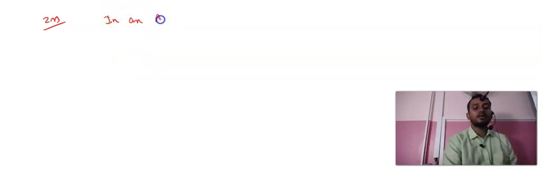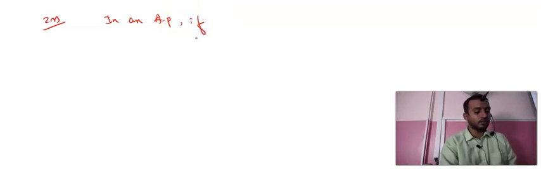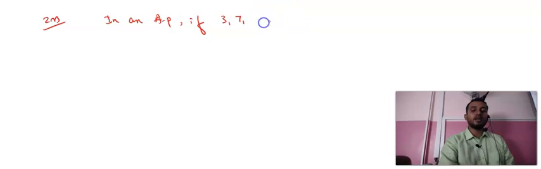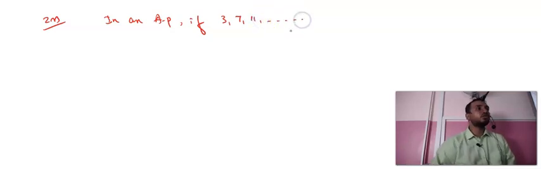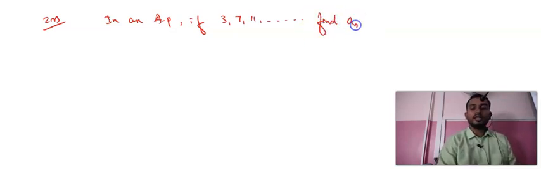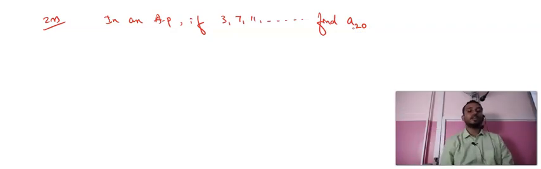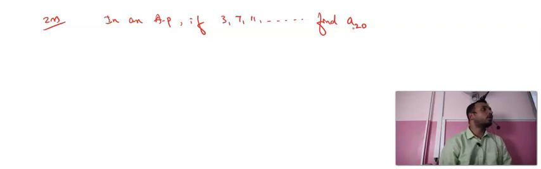In an AP, an arithmetic progression, they will give you like this: in an arithmetic progression, if 3, 7, 11, dot dot dot, find the 20th term. Or find a20. Okay, so this carries 2 marks. I hope you all know how to solve this problem. You have to use the formula of an and solve it.